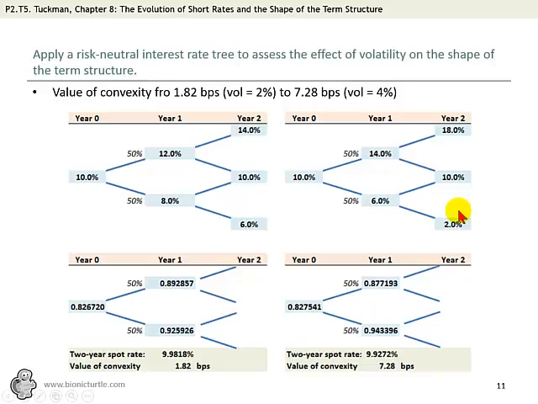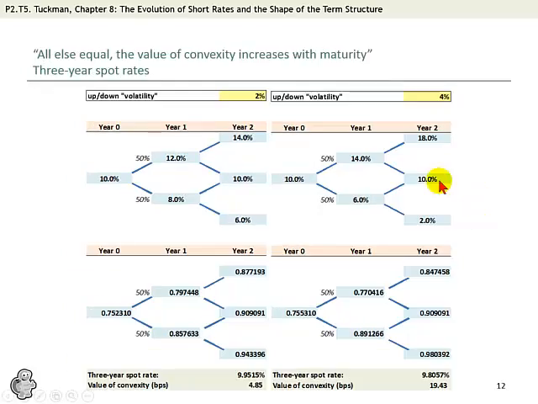Okay, so we first say that the value of convexity increases with volatility, and then Tuckman's going to show that it also increases with maturity. We've seen this elsewhere just in calculating convexity for a bond. We've seen that it increases dramatically with maturity, and we see that as well here. Because now we take the same two assumptions on the left, 200 basis point annual basis point volatility, on the right, 400. Now we're just computing a 3-year spot rate.